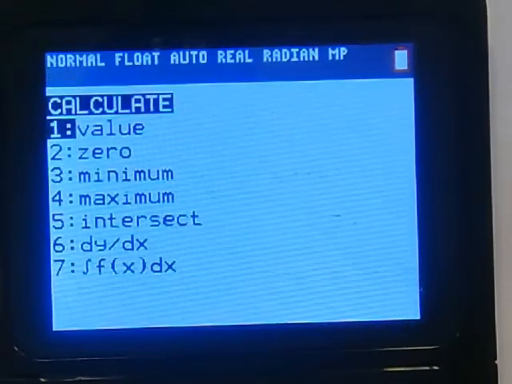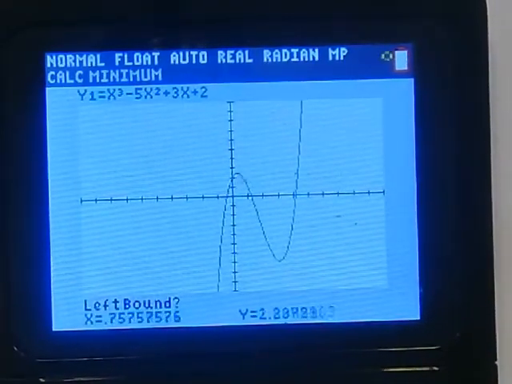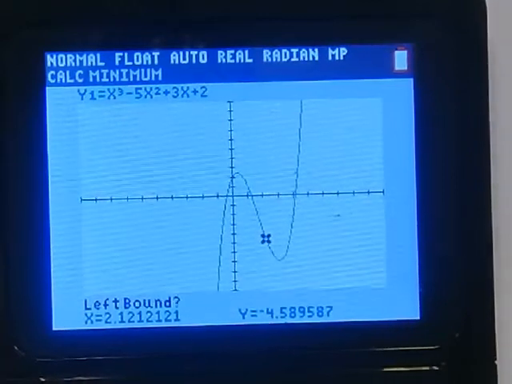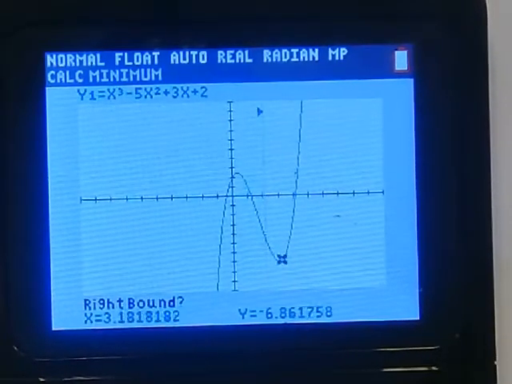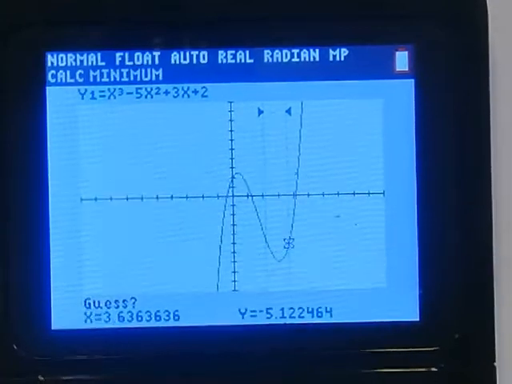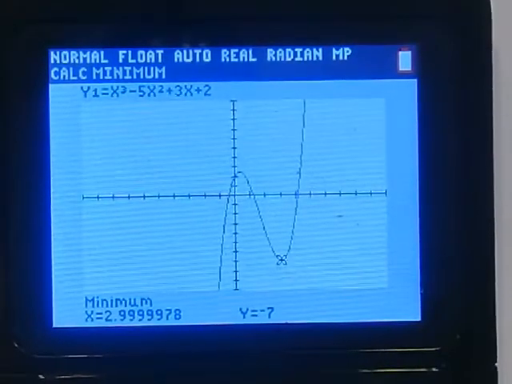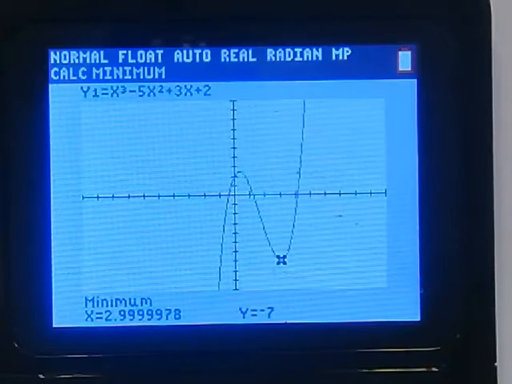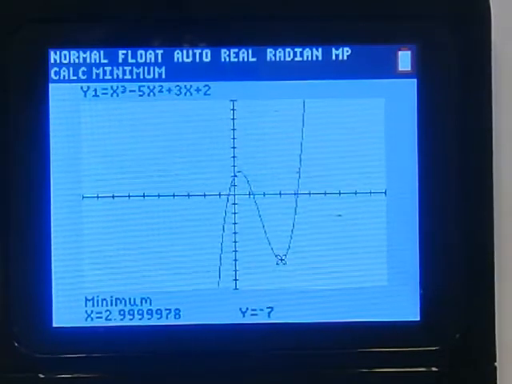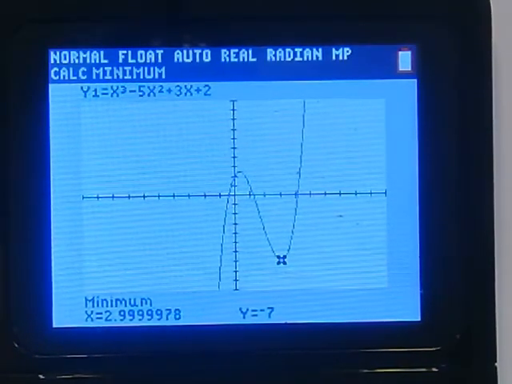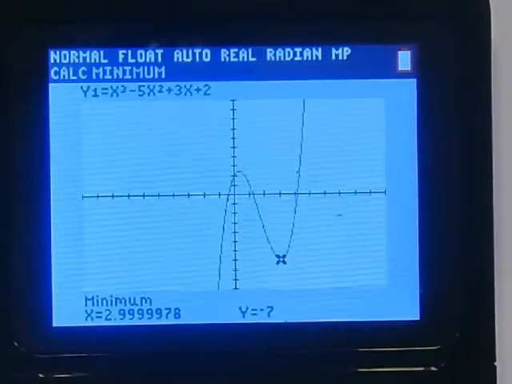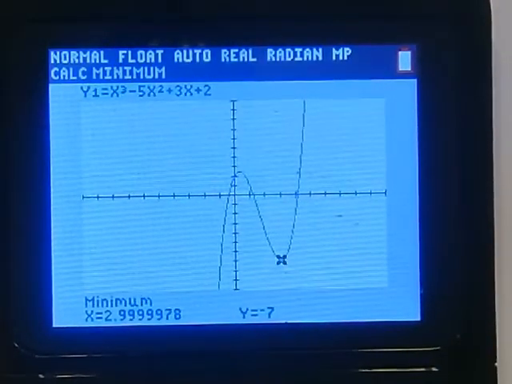So second calc, minimum. Move the cursor just to the left of it. There you go. Enter. Move it to the right. Enter again. And one more time. And I end up with a valley at, it says 2.9 repeating. Well, that's 3. In fact, I think it's exactly 3, because this calculator was looking for that point and it got it so close, but it didn't get it right on. I'm sure that's at (3, -7). Now we could verify that by looking at the table. I'm going to do that. Let's go to table real quick.